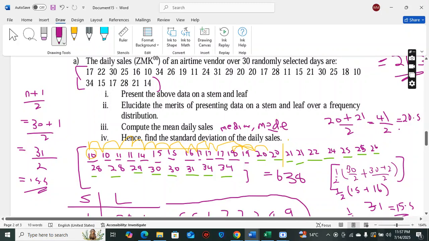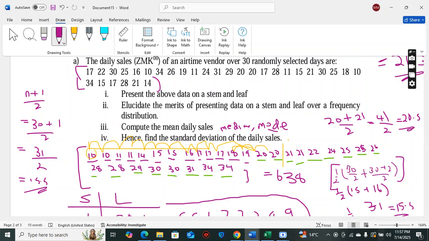And the final answer is 20.5. So how do you interpret the median? 50% of the sales are below 20.5 and 50% of the sales are above 20.5. That's what the median is saying. 50% of the sales are below the median, and 50% of the sales are above the median.